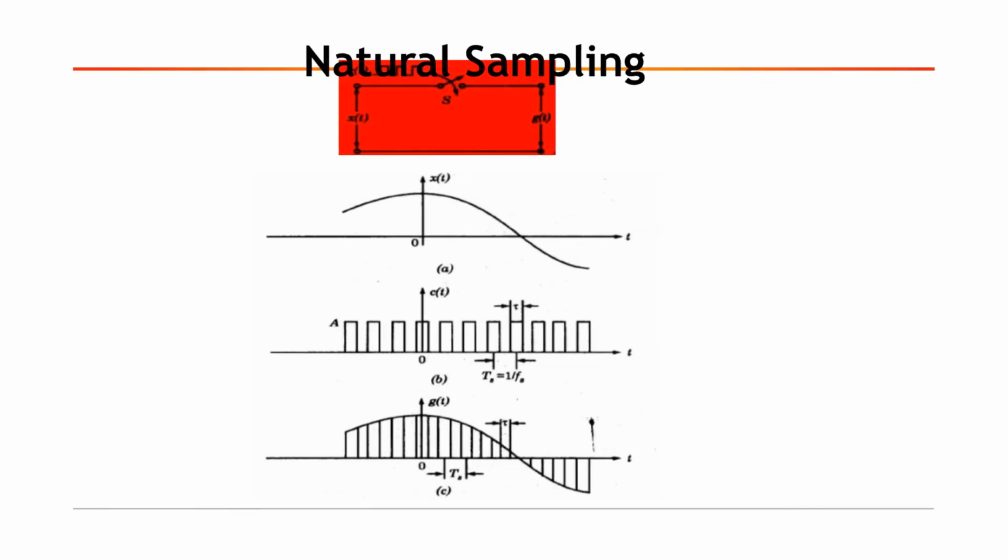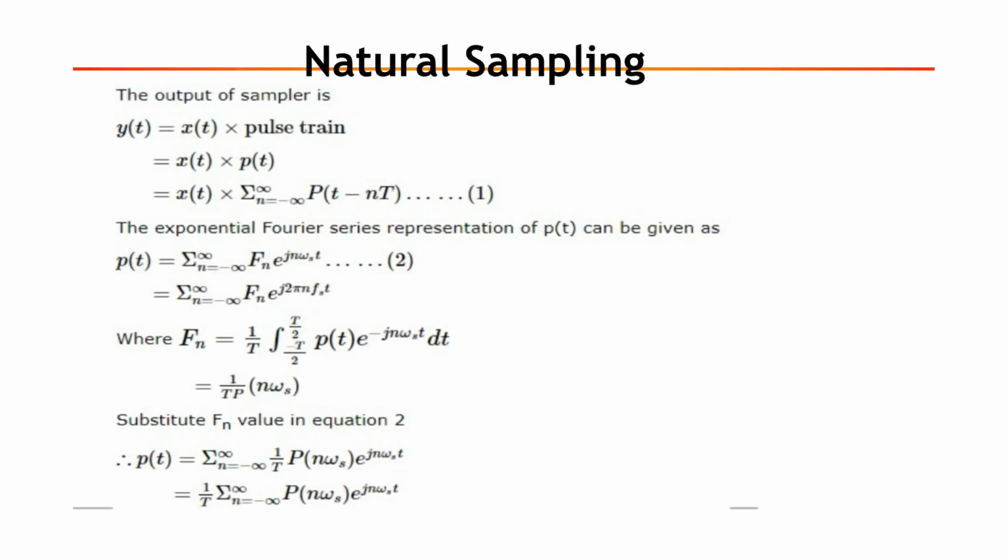Natural sampling uses a train of finite width pulses to sample the signal, where the amplitude of each pulse follows the amplitude of the analog signal during the pulse duration. The output of the sampler in natural sampling is the product of the signal and a pulse train. We use the exponential Fourier series representation of the pulse train to derive the equation.